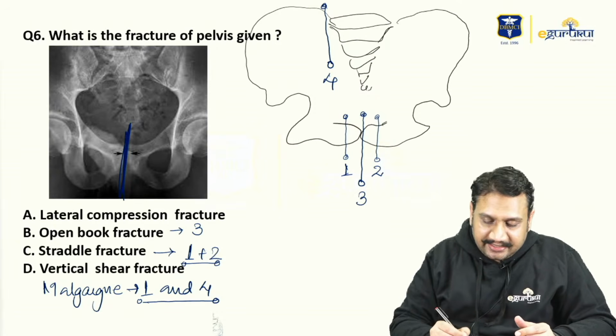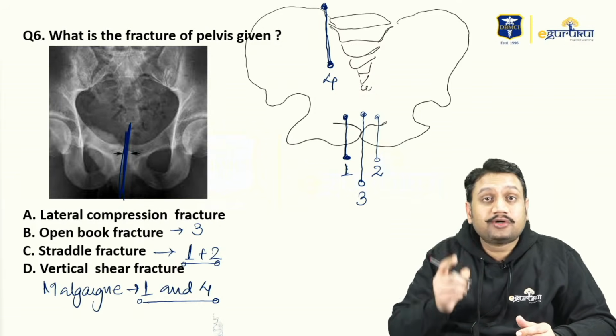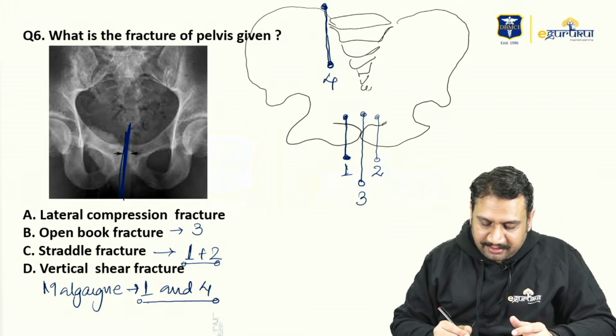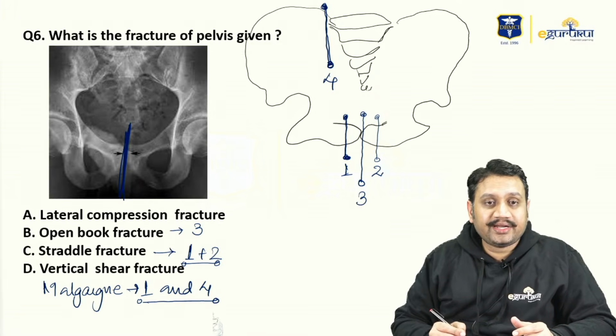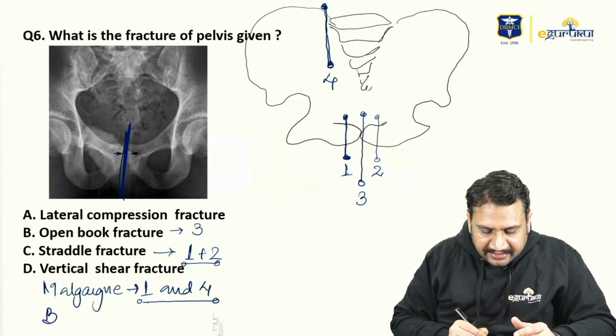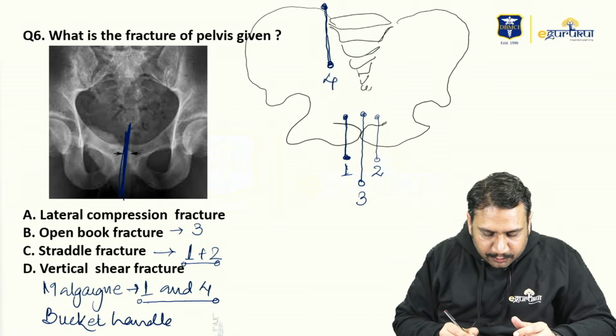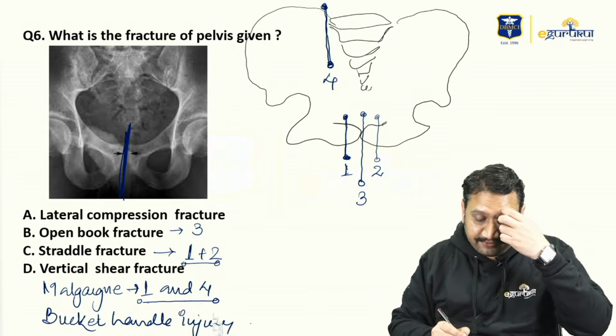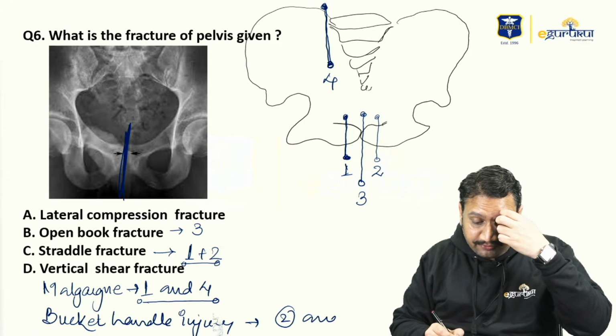Okay, so anterior injury as well as the posterior injury of what? Of the same hemipelvis, that is 1 and 4. And when the injury is on the opposite hemipelvis, we call it bucket handle injury. So what is that bucket handle injury? When the injury occurs on the opposite side, like for example 2 and 4.